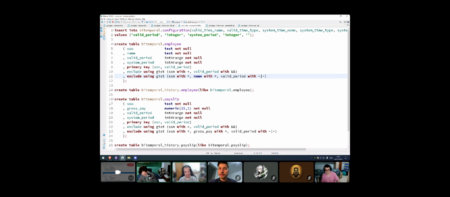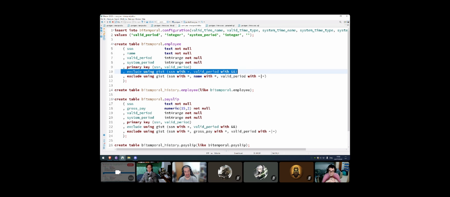So this constraint is saying this: don't let the user insert rows that have another row that matches this constraint, which is 4 pages just to talk about the same thing. SSN with equals. And now it's not the primary key only, right? This is for all fields except system period.